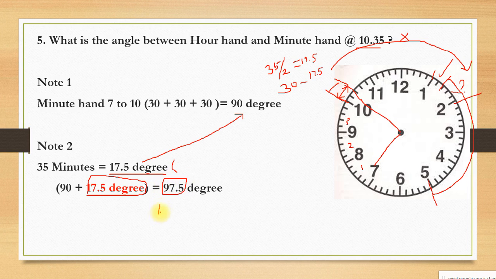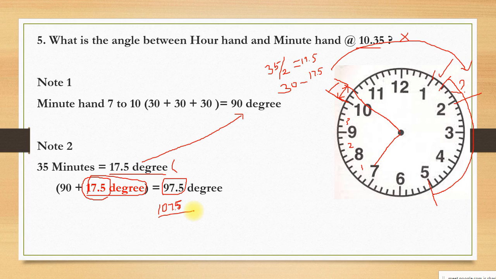So it is around 107.5 degree. Am I right? 107.5 degree. Yeah, very good. Thank you. So yes, you make a small correction here. I made a blunder mistake in addition. The answer is 107.5 degree.